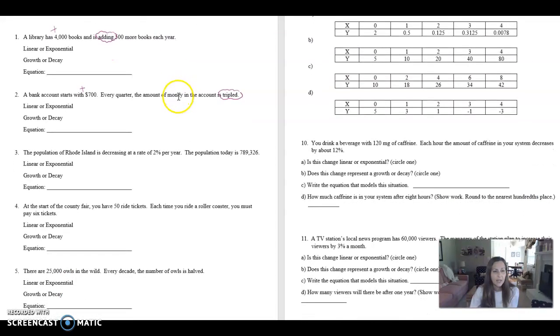Number 3, the population of Rhode Island is decreasing at a rate of 2%. Okay? And right now, we have 789,326 people.